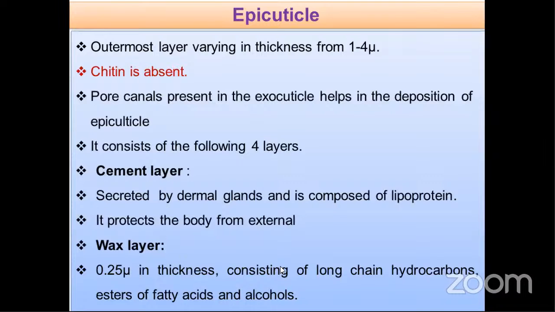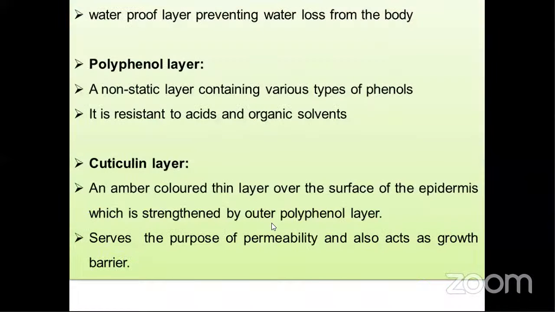Next, the wax layer. The thickness of the wax layer is 0.25 microns. It consists of long chain hydrocarbons, esters of fatty acids and alcohols. The function of the wax layer is to be a waterproof layer, preventing water loss from the body, that is, desiccation.